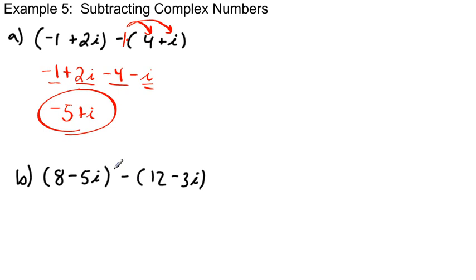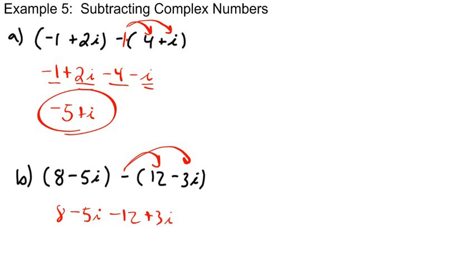For example B, again, since it's a minus sign, we need to distribute that minus sign. Okay, so I'm going to rewrite the first terms, 8 minus 5i, but then I'm going to make this negative times a positive is a -12, and a negative times a negative gives us a positive.